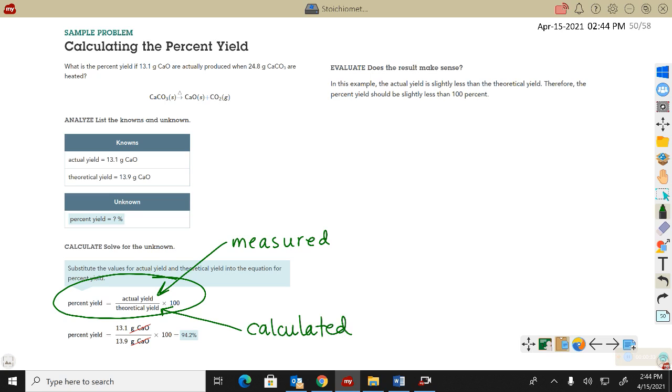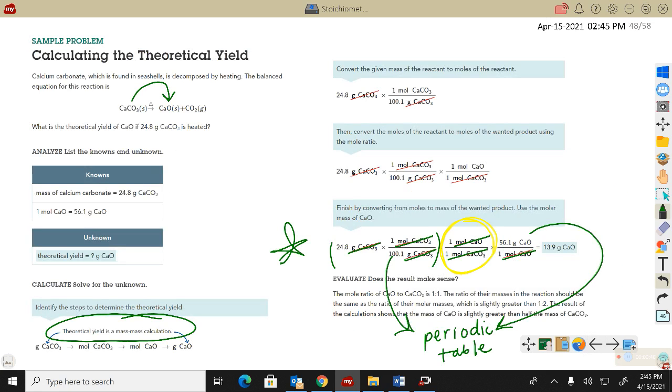Well, in the last section, we had the same reaction, and we calculated the theoretical yield of calcium oxide when 24.8 grams of calcium carbonate are heated. It was over here. And we said that it's just stoichiometry. It's just mass to mass stoichiometry. With a certain amount of calcium carbonate, I can use that ratio from the balanced equation to figure out the amount of product formed, the calcium oxide. We calculated 13.9 grams. That's what we should produce.